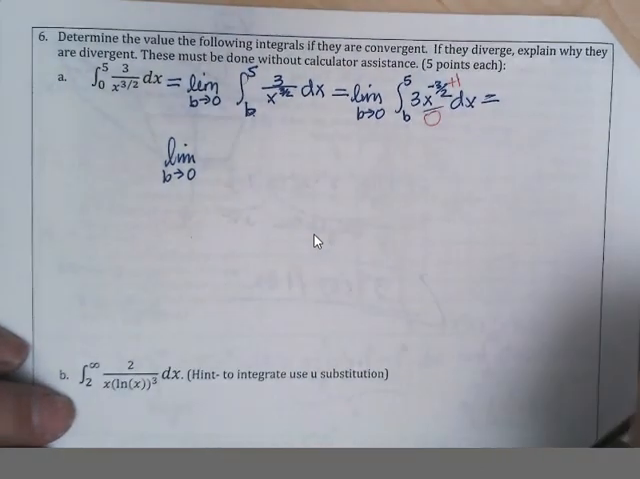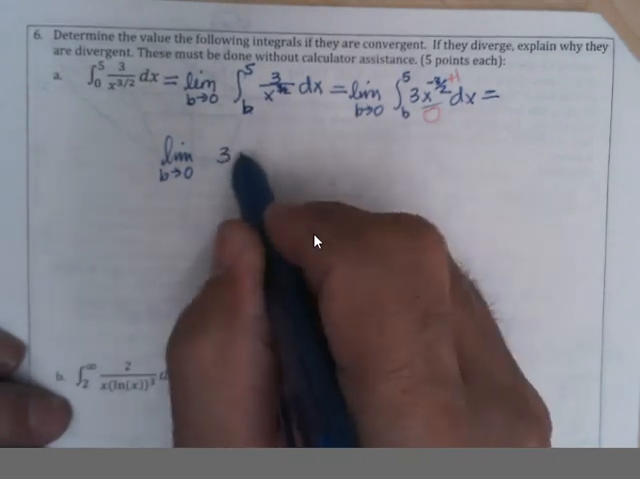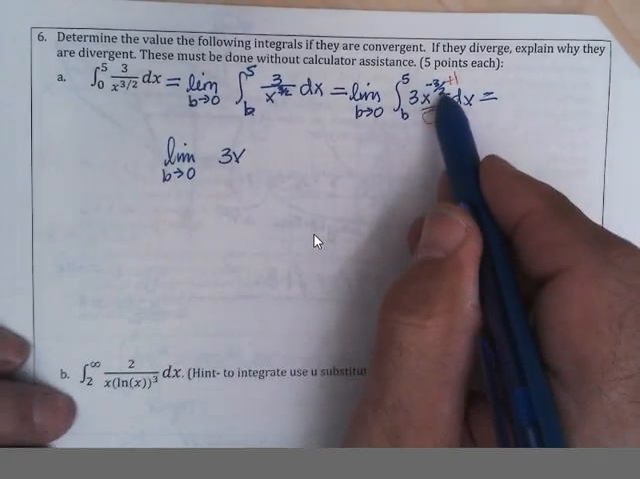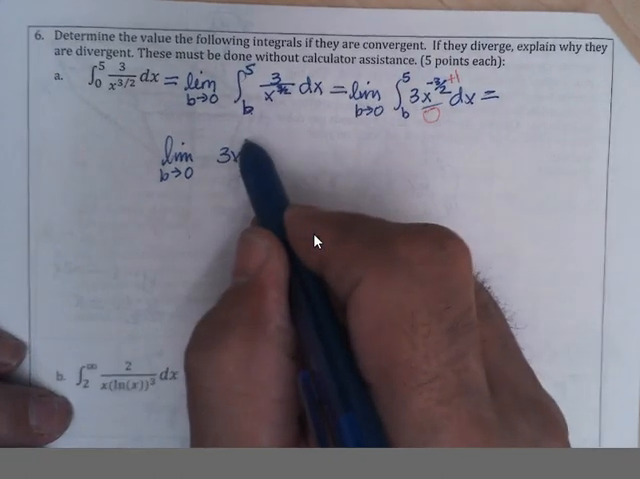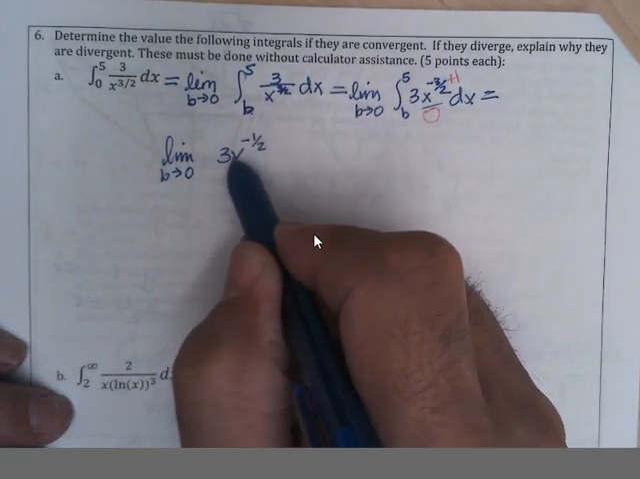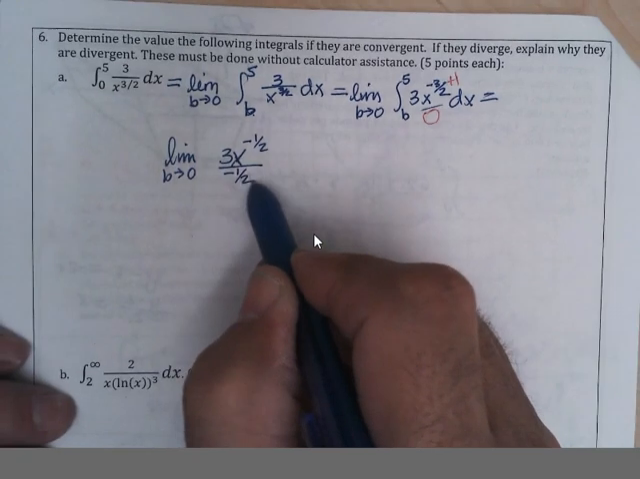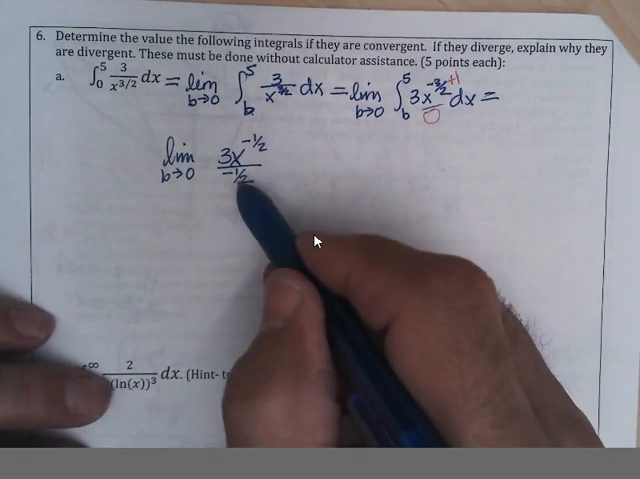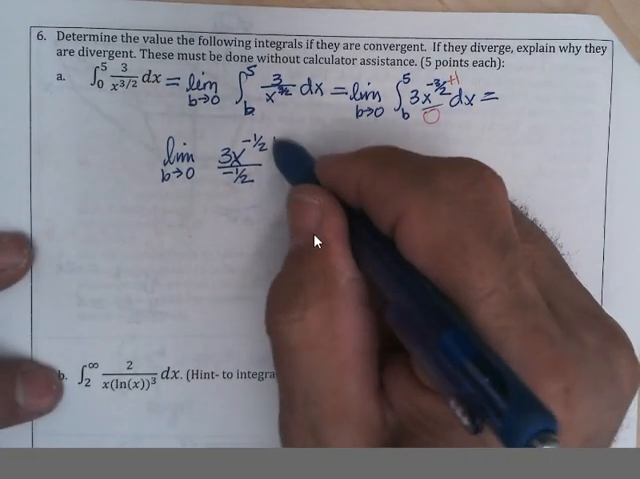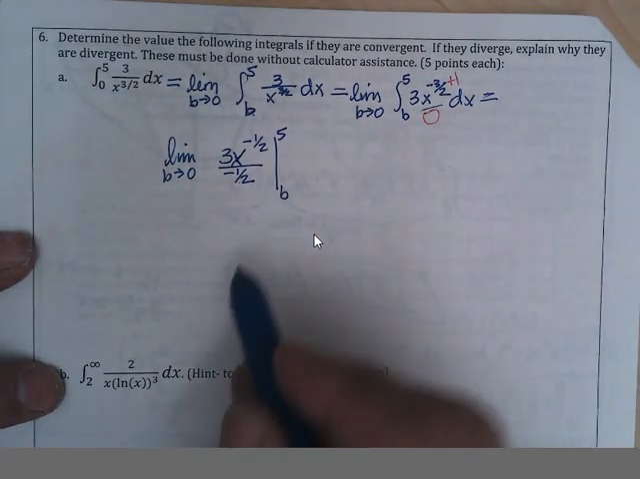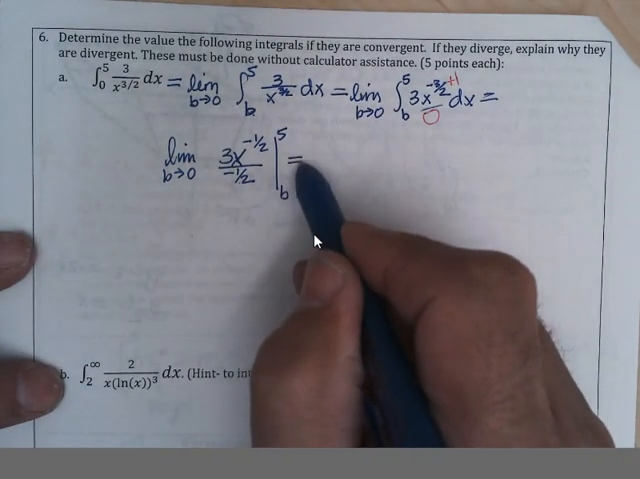And so we get 3x to the 1 added to negative 1.5 is a half, negative 1/2 over negative 1/2. The new power is what we divide by. And we got to evaluate that from b to 5. Well, I'm not ready to plug those in. I want to simplify this a little bit.